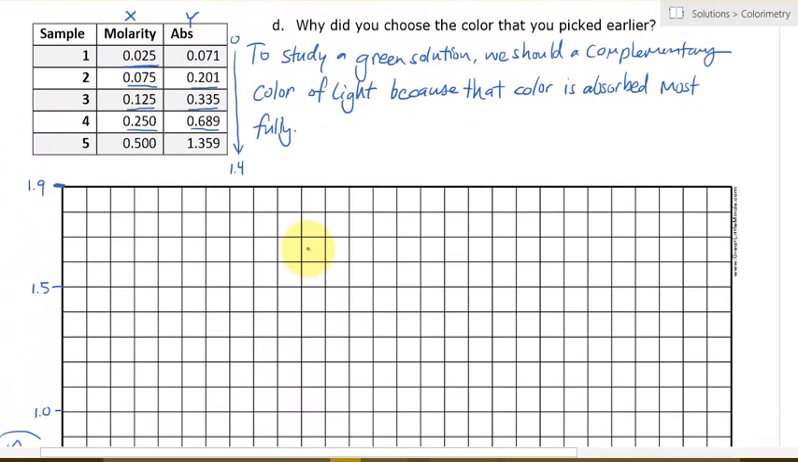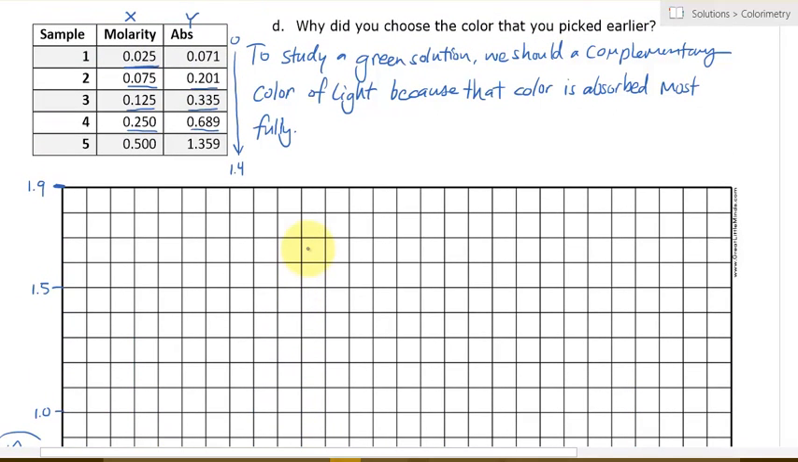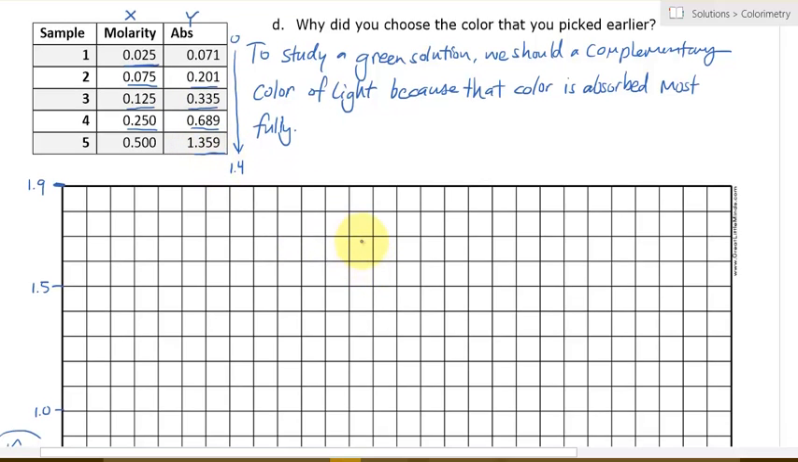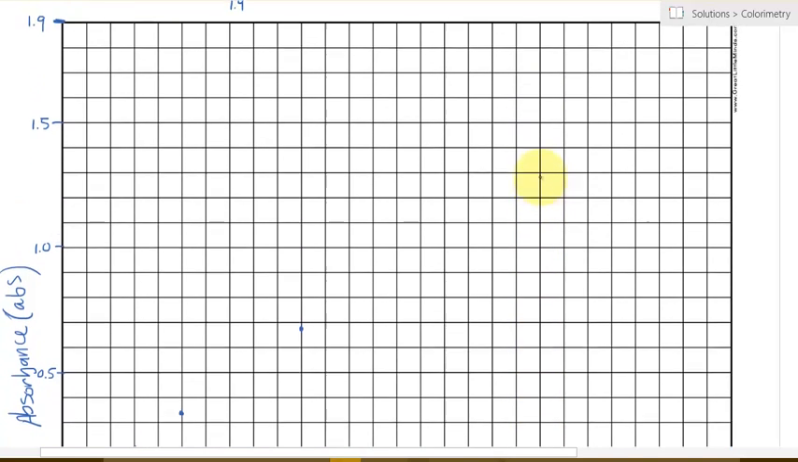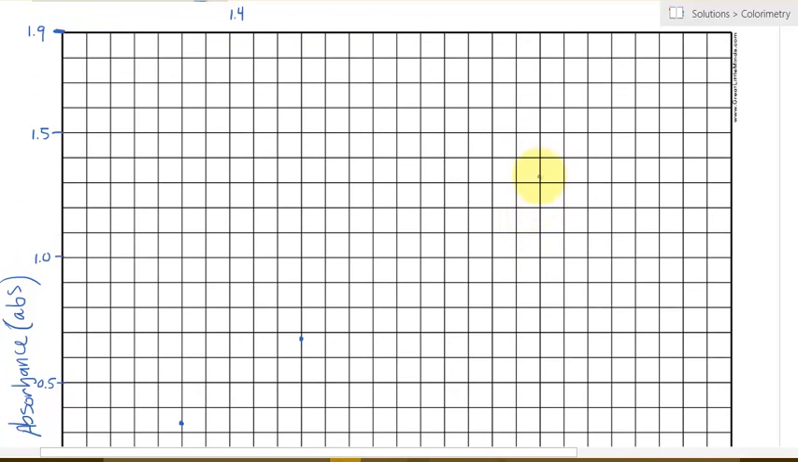And then our fifth and final data point here is 0.5 molarity on my x-axis and 1.359. So 0.5 molarity would mean I'm on this major line right here. And then 1.359 means I'm going to be somewhere up here. This is 1.3, this is 1.4. So I want to be right about halfway between. 1.359 puts me right about there. Okay. So I'm going to put a dot there.